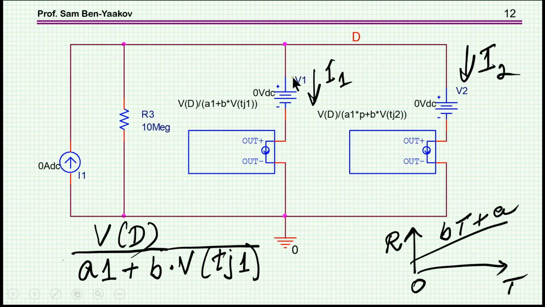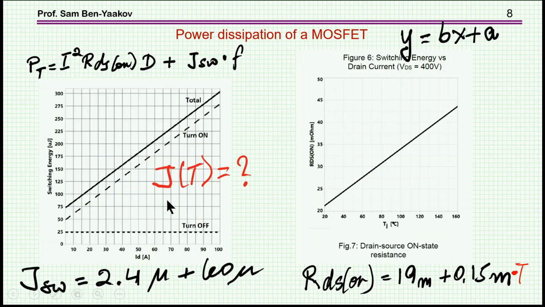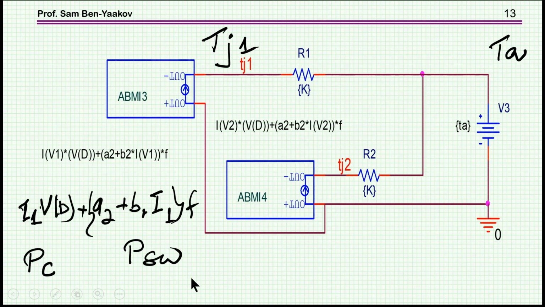Let's have a look at it. The current through V1 is defining I1. And then plus the approximation of the energy per switching cycle, which I've approximated from this curve here to this line here. So these are the coefficients. Here I have them, times frequency, which is also a parameter. So this is the conduction losses, and these are the switching losses.